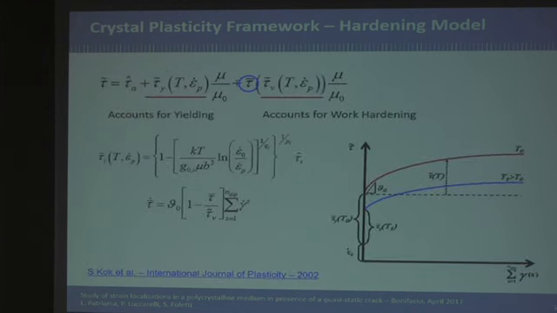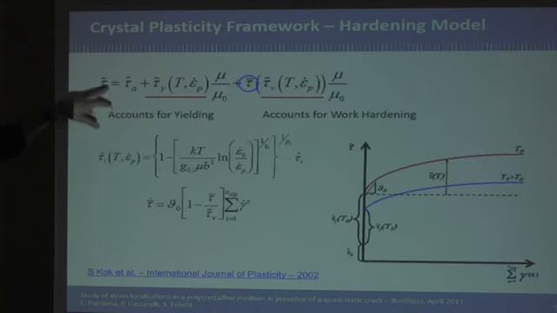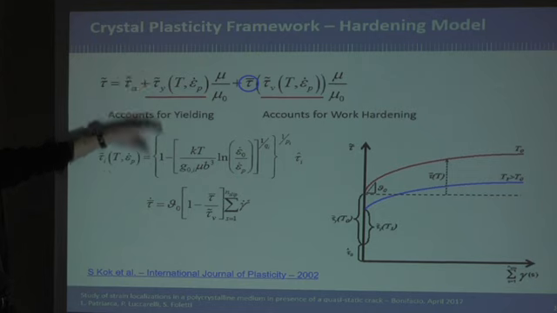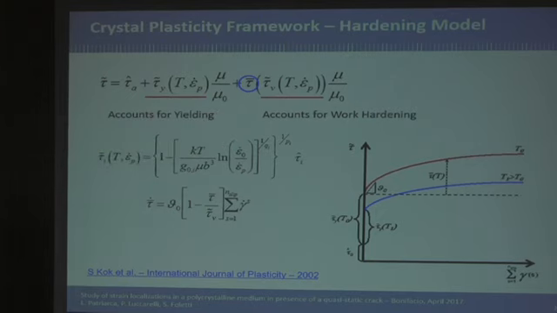Again, I don't want to enter too much into details, also because honestly I'm not that much of an expert on this. We can just see how this model is composed. As I said, the slip system strength can be decomposed in three components. One is constant, and the other two account for yielding, and the third one for the hardening. In this way, we can describe the hardening behavior of the material.